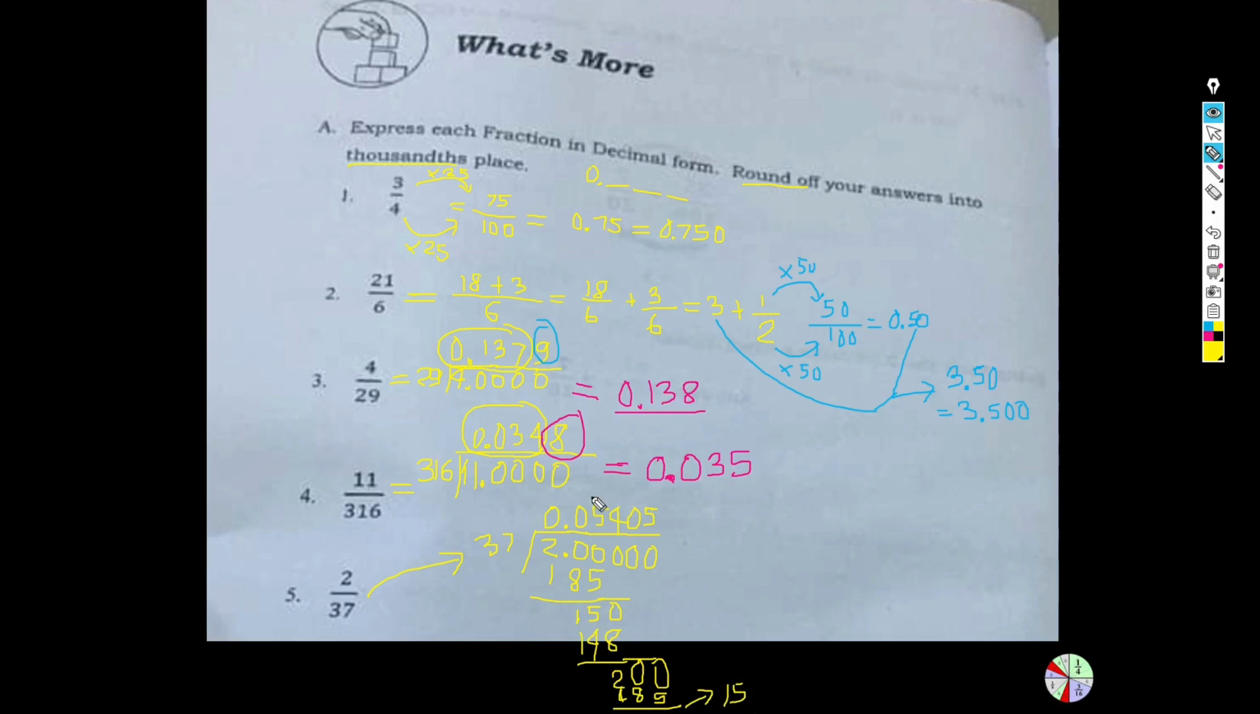Okay, so since we just need to round it off up to the thousandths place, that must be the answer, 0.054. It remains as 4 because the number beside it on the right is just 0, lesser than 5. Okay, so these are the answers for part A. Let's go to the next page.